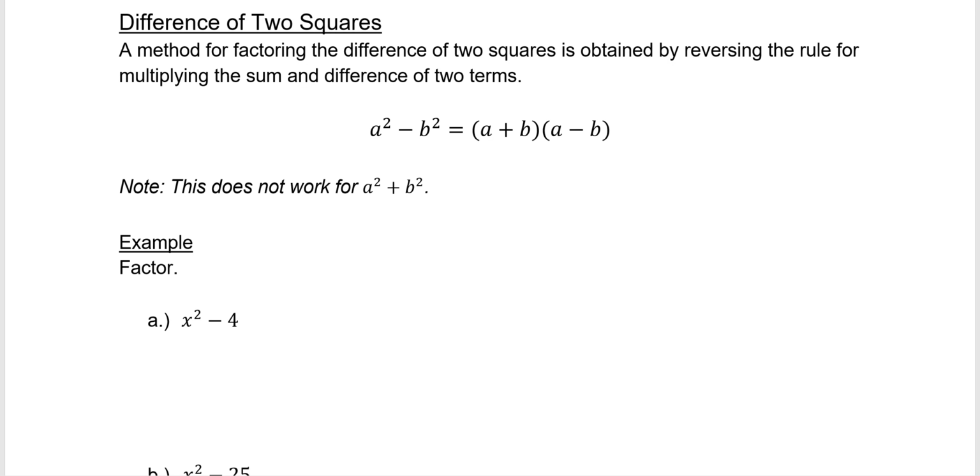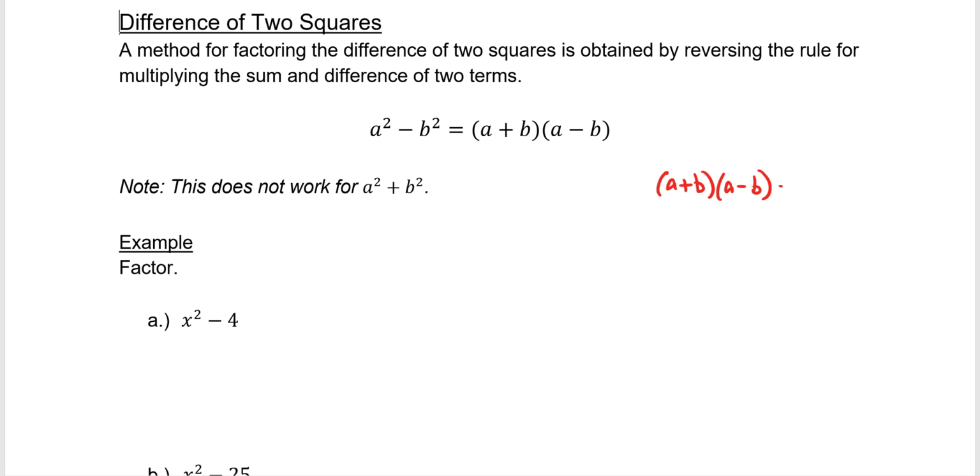So in this section, we'll be doing the factoring method, the difference of two squares. For this method, it's going to be the reverse rule for multiplying the sum and difference of the same two terms. So if you remember from before, if we were multiplying a plus b times a minus b, they're the same two terms, these are called conjugates. A plus b is the conjugate of a minus b and vice versa.